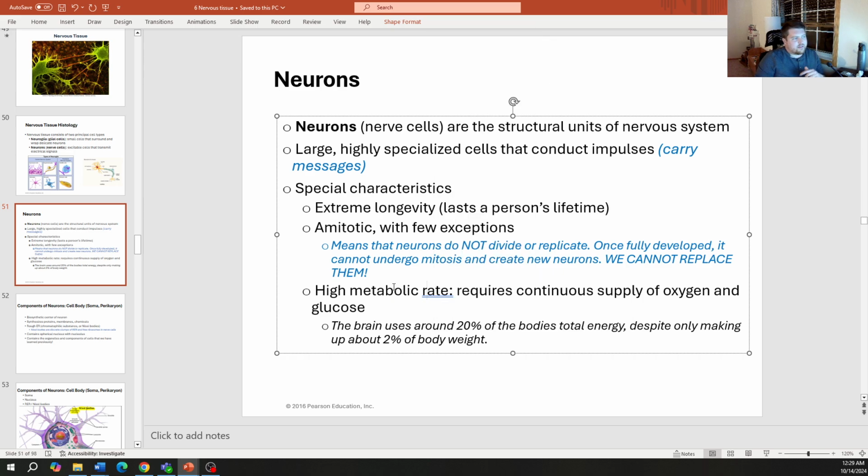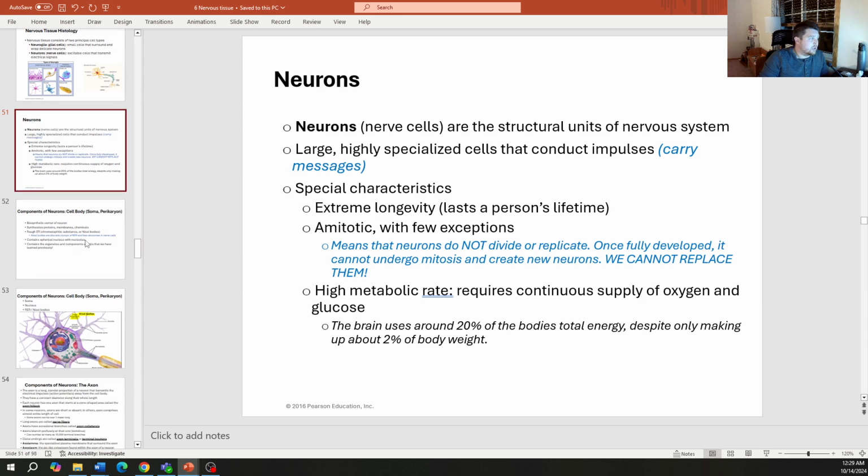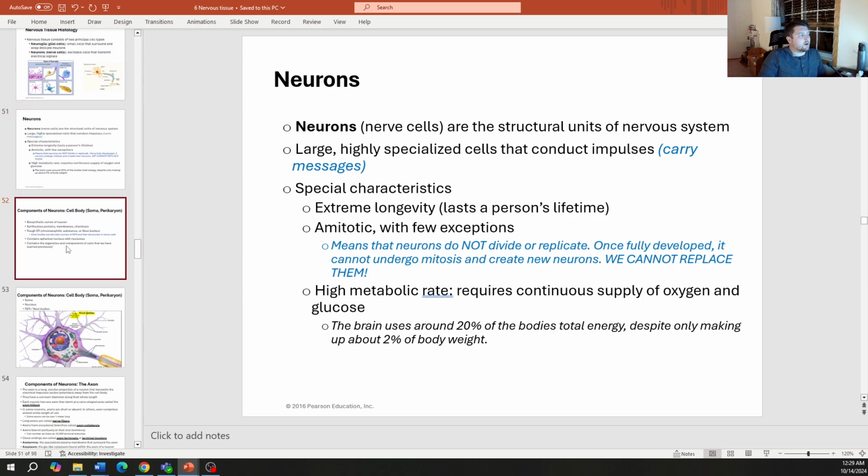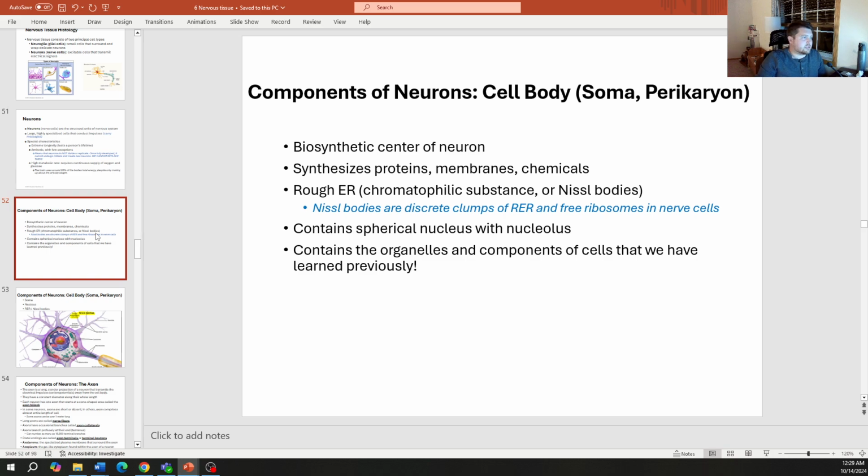The nerves have a very high metabolic rate. They require a lot of energy and oxygen. So the brain itself uses about 20% of the body's total energy that we take in, even though it only makes up about 2% of our body weight. So lots and lots and lots of energy.